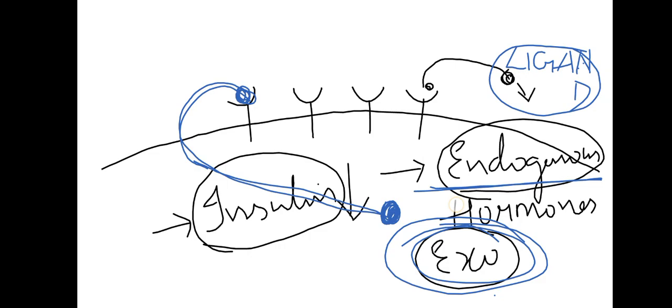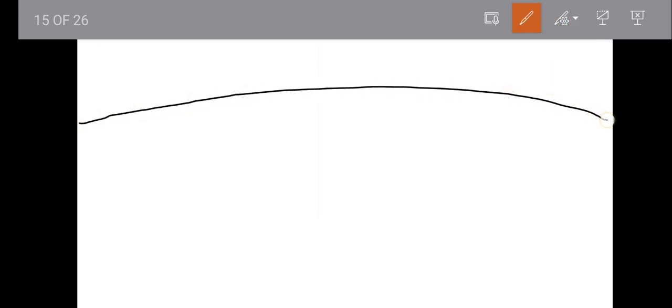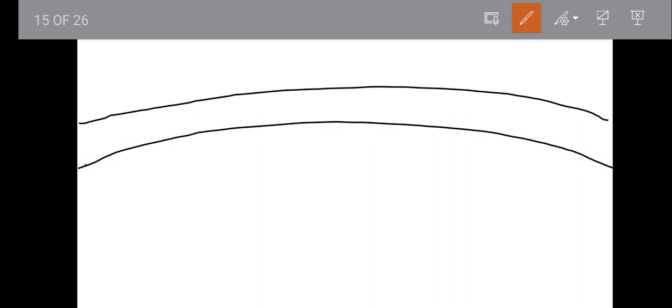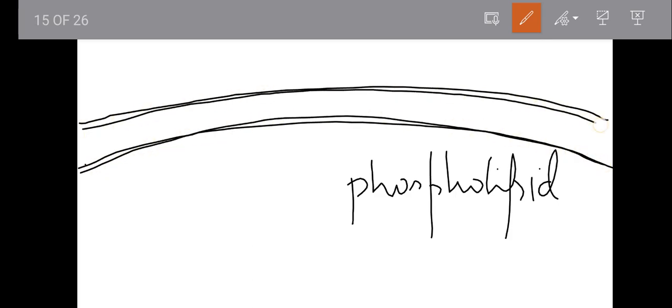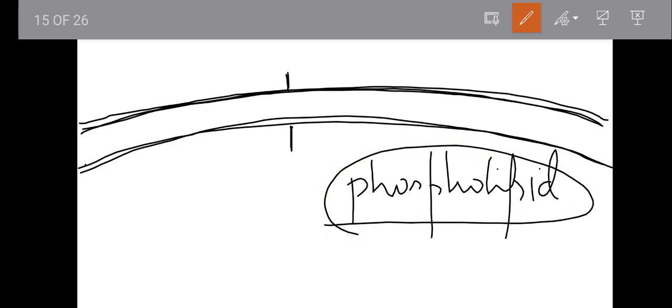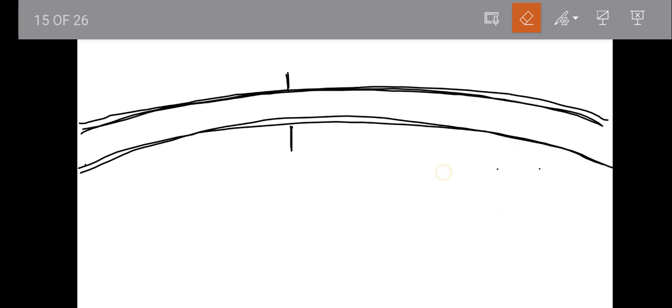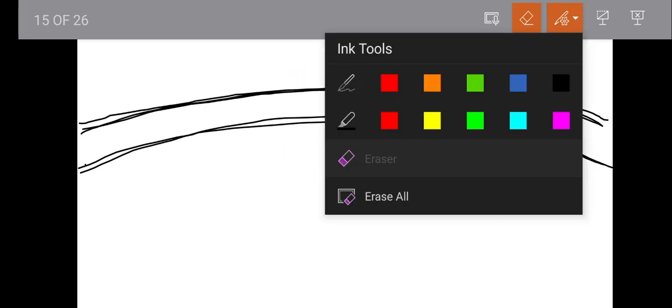Now I am talking about G protein coupled receptor. It is one of the types of receptor present on the cell membrane. So let us start with the main topic. This is the cell membrane. As we all know, the cell membrane is a phospholipid bilayer. It means your cell membranes are made up of phospholipid, and it has two layers. You can see this is one layer and this is another layer. So the cell membrane is made up of a phospholipid bilayer.